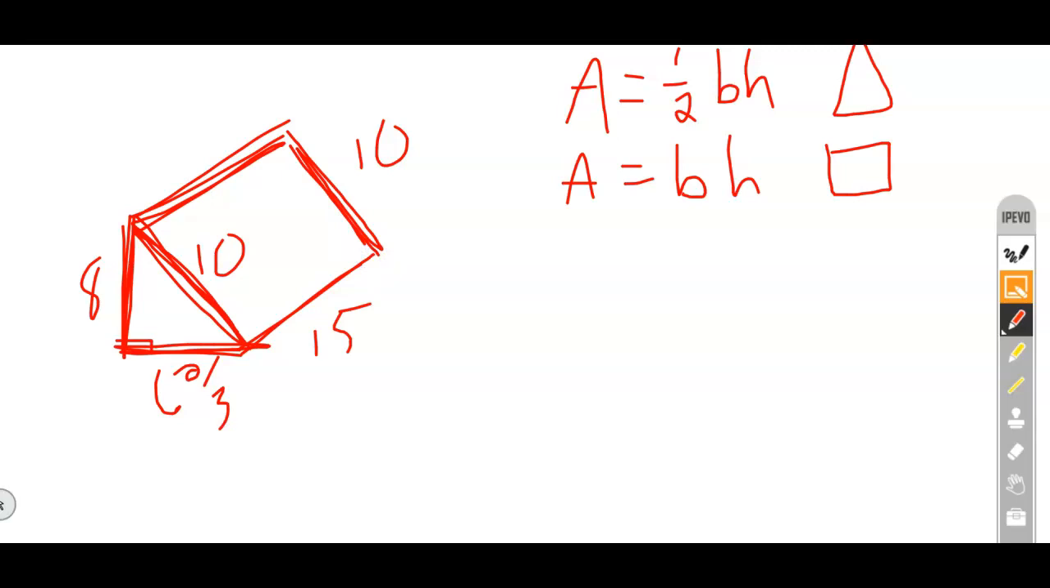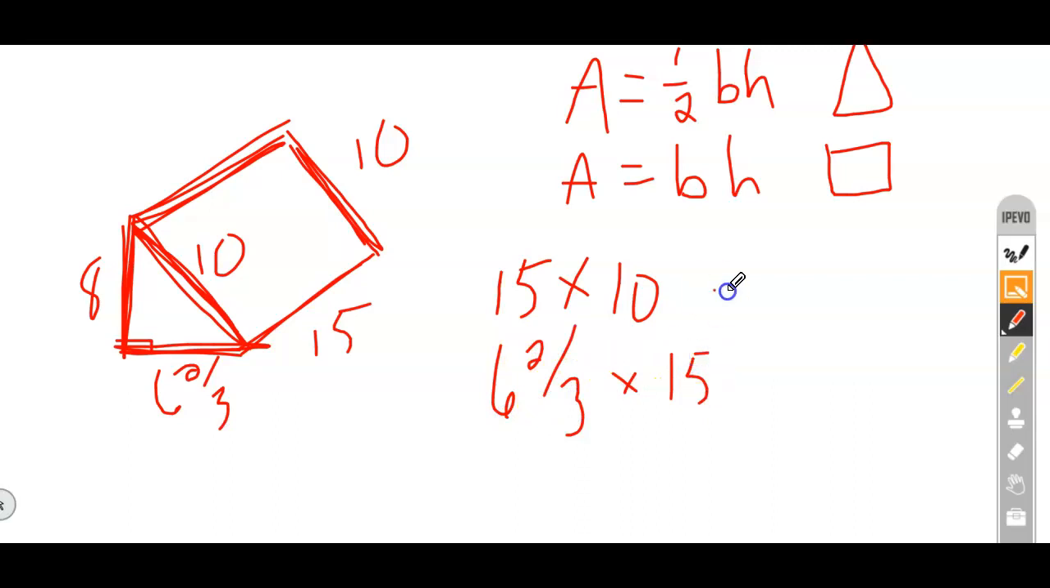Give me one, Benjamin. 10 and 8? Not 10 and 8. Nope. 15 by what? 10? Give me another one. You got another shot? Yep. 6 2/3 and 15. And what's the third one?